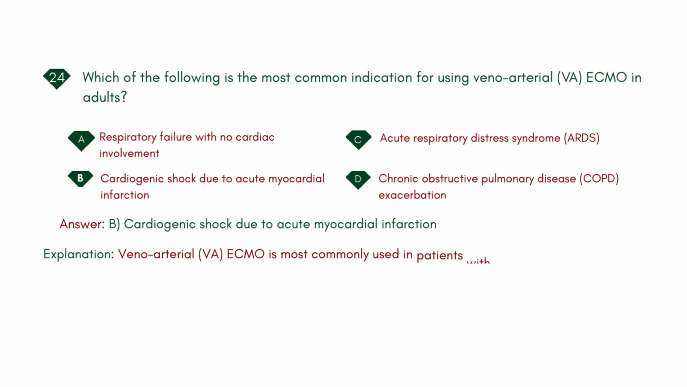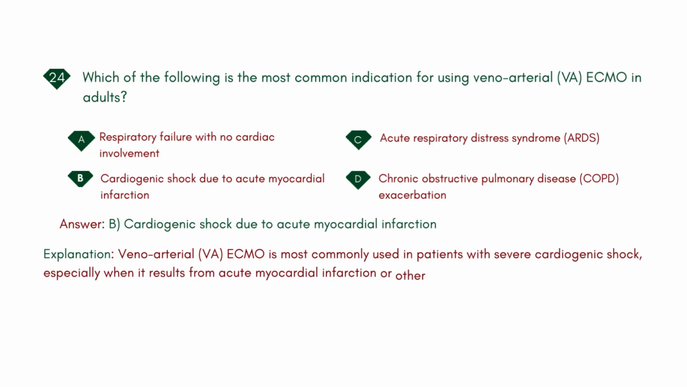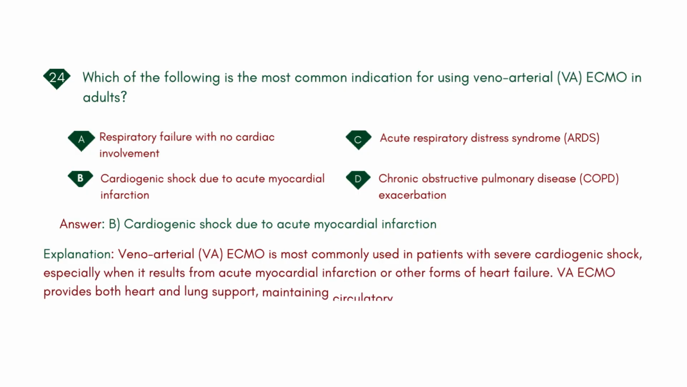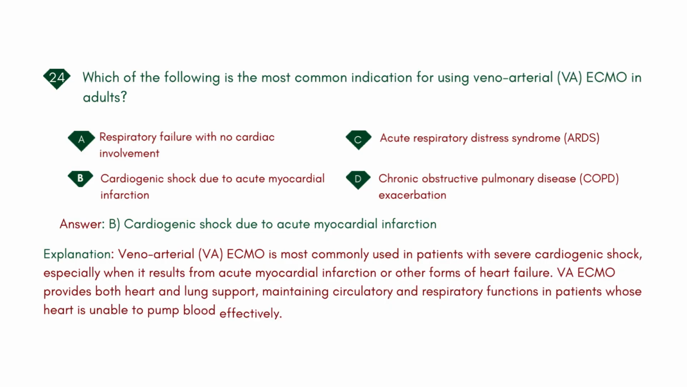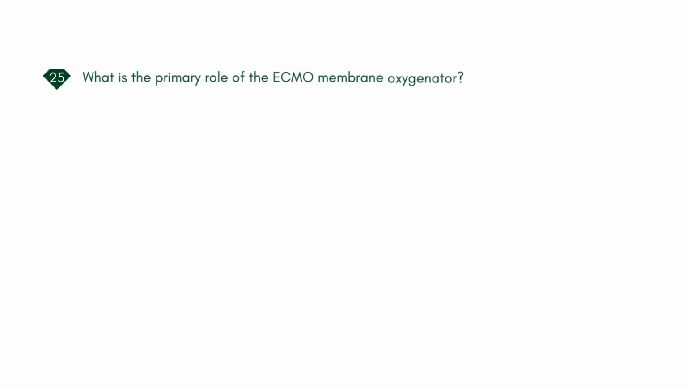Explanation: veno-arterial (VA) ECMO is most commonly used in patients with severe cardiogenic shock, especially when it results from acute myocardial infarction or other forms of heart failure. VA ECMO provides both heart and lung support, maintaining circulatory and respiratory functions in patients whose heart is unable to pump blood effectively. What is the primary role of the ECMO membrane oxygenator?